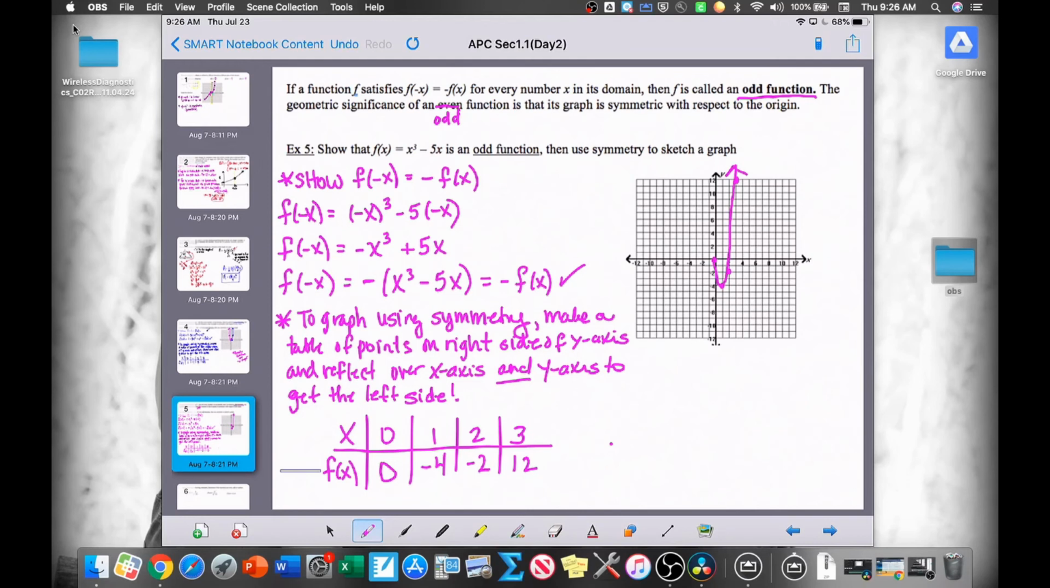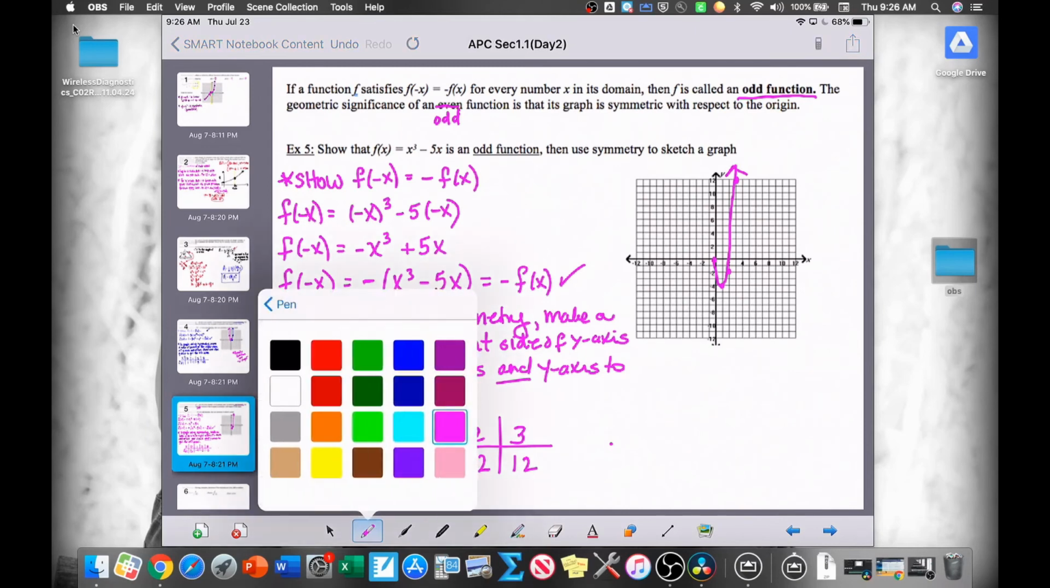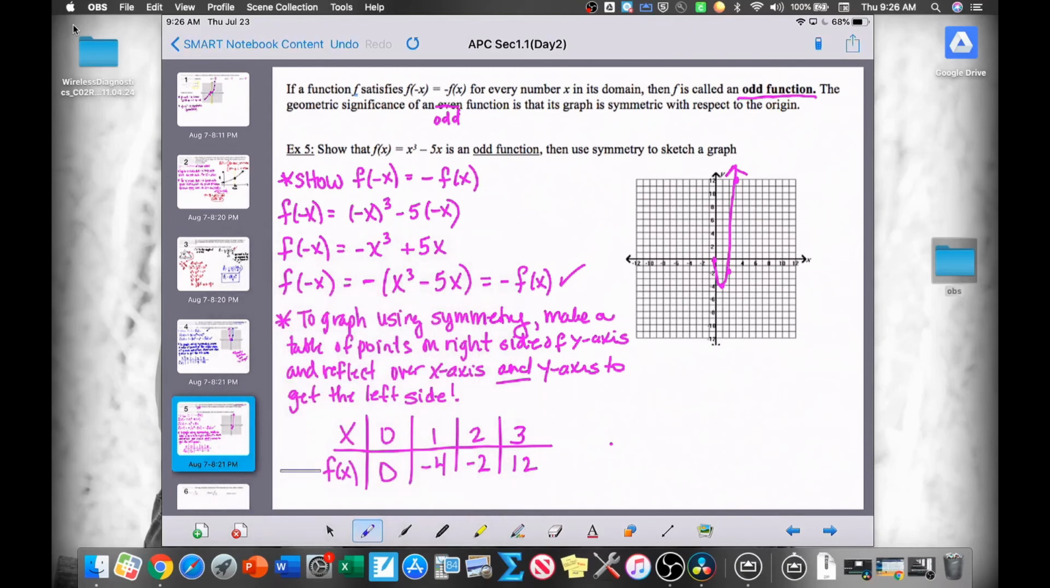So I have something that looks like that. All right, so now to make the other side of my graph, I'm just going to take each of these points and I'm going to reflect them over the y-axis and over the x-axis. So let's switch colors here and we'll just do this one point at a time. Obviously, (0, 0) stays exactly where it is because it's on that line of symmetry.